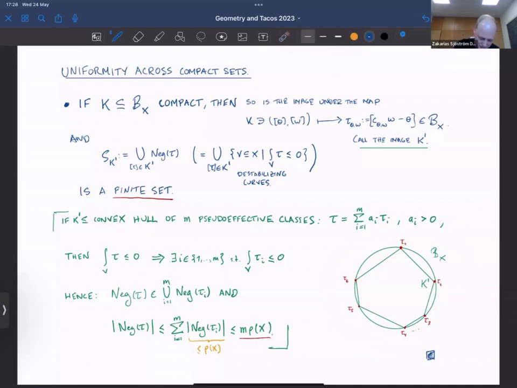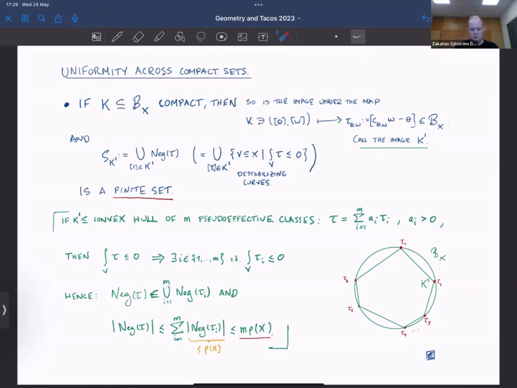conclude that the negative part of tau will be included in the union of all the negative parts of tau_i, but there is a finite number of these tau_i's, and hence we even get a bound, actually, that the number of curves that we need is bounded above by m times the Picard number, where m was the number of classes that we need. Okay, so that's the sketch of the proof.